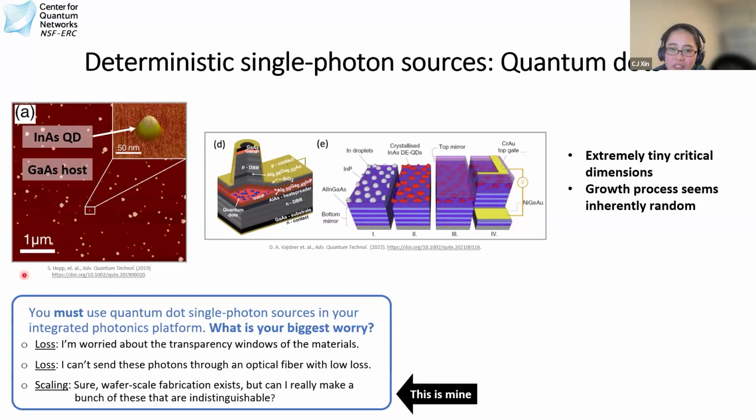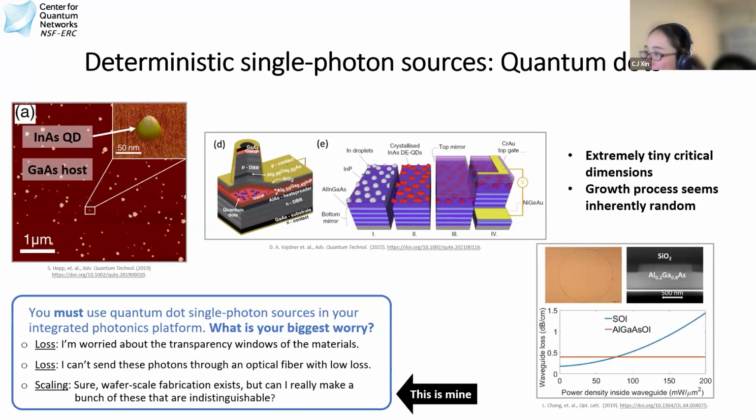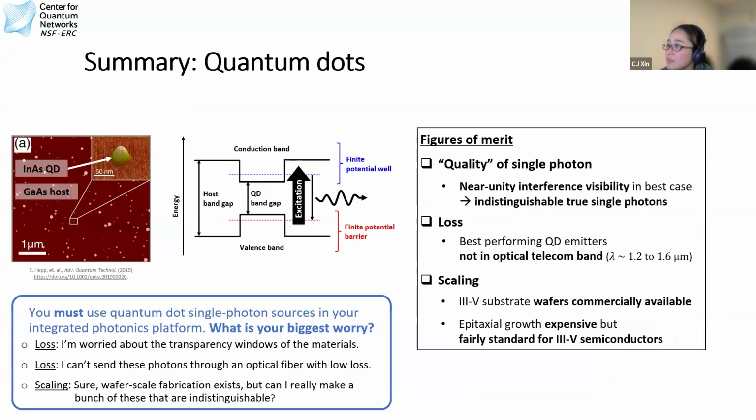And then the last one, which people were generally not super concerned about, was transparency. And I have a little note here that says you shouldn't really worry about it. You can get losses comparable to silicon on insulator. So if you want it to be basically comparable to silicon, then you're just fine working with a 3.5 system. So here's a quick summary. There's all your figures of merit, and then some things to think about.